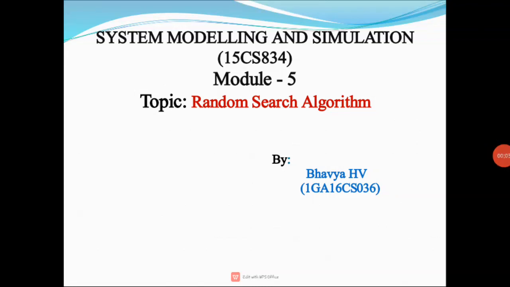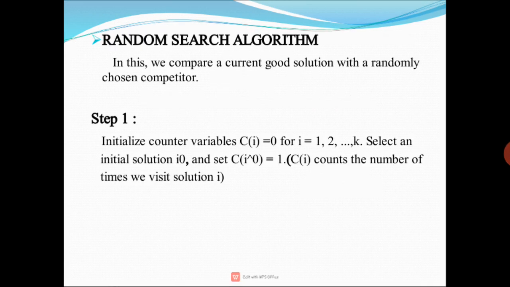Good evening everyone. My topic is random search algorithm. In this, we compare a current good solution with a randomly chosen competitor. If the competitor is better, then it becomes the current good solution. When we terminate the search, the solution we choose is the one that has been visited most often.